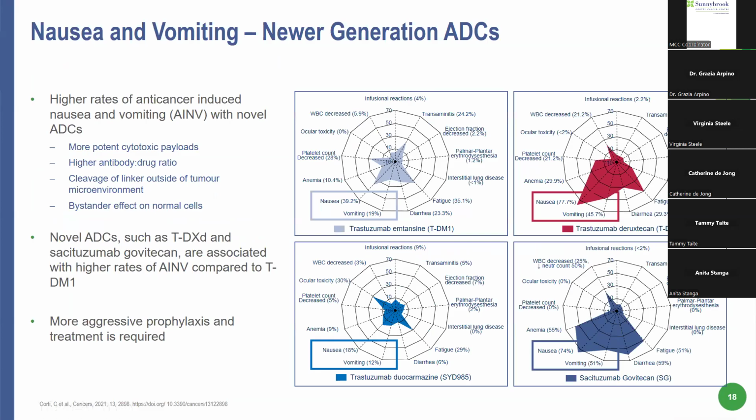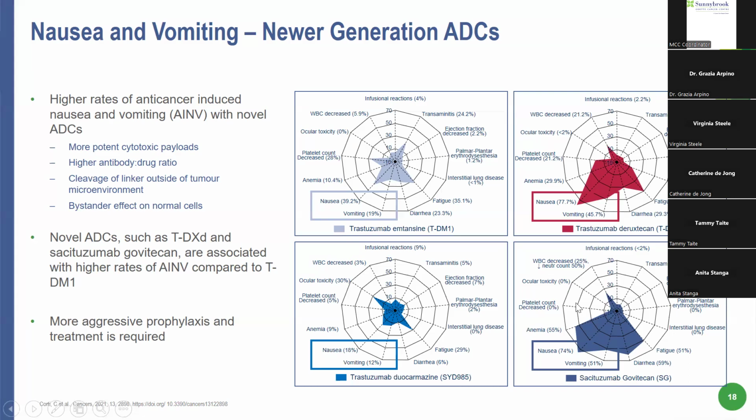Actually, you do have some ADCs that have peculiar side effects, which are not the same depending on which drug you're looking at. In the first picture, you have the TDM1, and as you can see here, the nausea and vomiting ranges from 20% for vomiting and 30% for nausea, so a very moderate incidence. And if you look at trastuzumab deruxtecan or sacituzumab govitecan, graphically and numerically you can see that the incidence of nausea and the incidence of vomiting is much higher. It's around 80% for deruxtecan and 75% for sacituzumab, and vomiting is about 45 to 50% for both drugs.